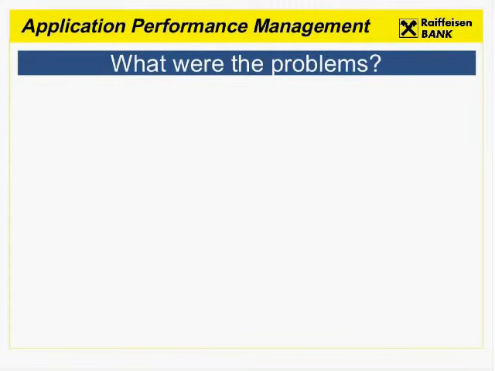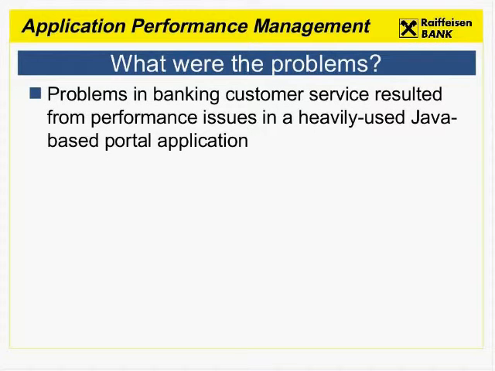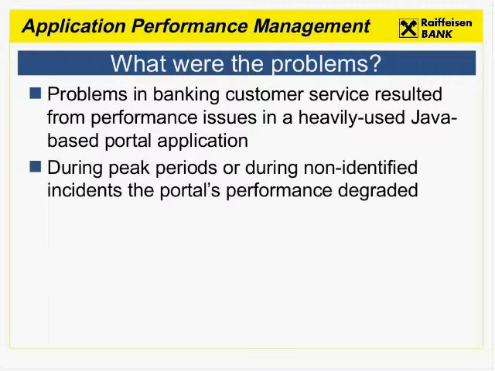Okay, let's continue with the IT. What was our problem and why did we start to work on it? At peak periods we were suffering from performance issues on our heavily used internal Java-based application portal. This is the portal we use in branches, through which our customers are serviced. During the peak periods or on non-identified incidents, the portal performance will degrade. That means the customers cannot be serviced in the branches or the user experience went down.